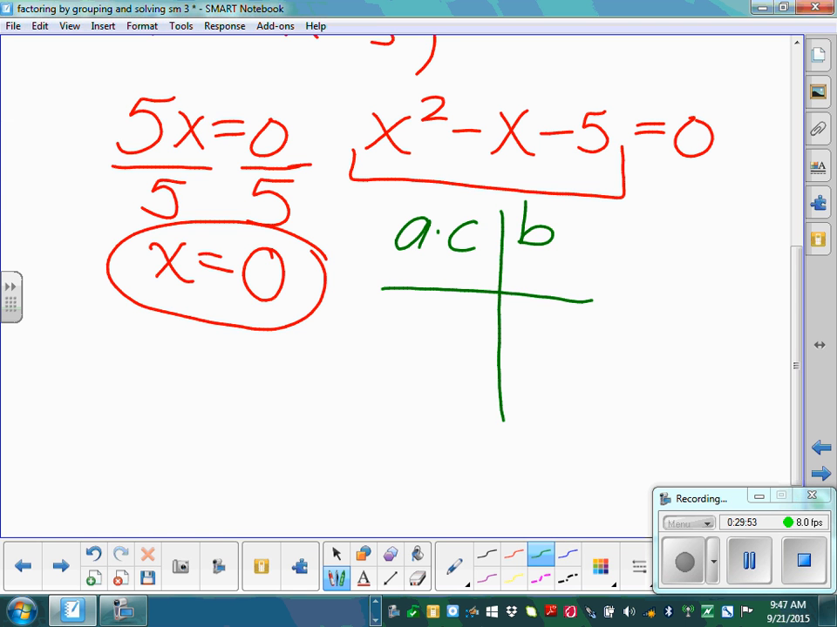What's a? 1. What's c? Negative 5. So 1 times negative 5 is negative 5, and b is negative 1. So then factors of 5. 1 times 5 are the only factors of 5. Oh, wait. Yeah, so this one didn't factor further. Dang it, I was hoping I wasn't thinking. This one doesn't factor further, so you would say done. You would have said done at factoring.